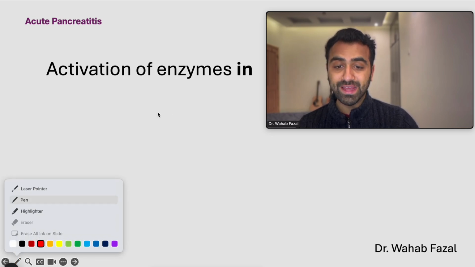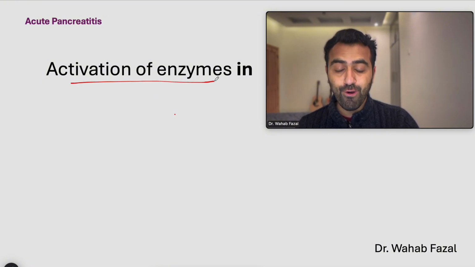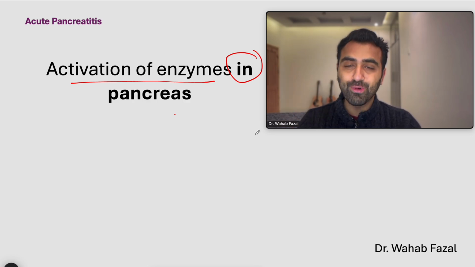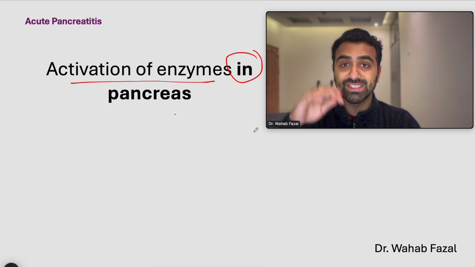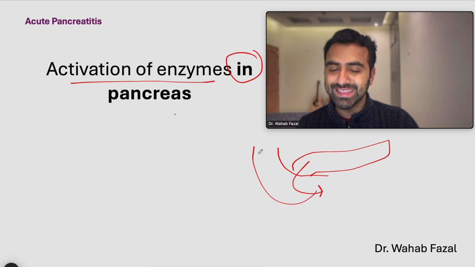So what's the pathophysiology among all of these causes of pancreatitis? It's all very, very similar. You get the activation of enzymes in the pancreas. These enzymes are not supposed to get activated in the pancreas. They're supposed to get activated outside the pancreas, in the intestine. When they enter the intestine, they're supposed to get activated. There's an enzyme called trypsinogen, which is in an inactive form. It gets converted into trypsin, which is the active form.